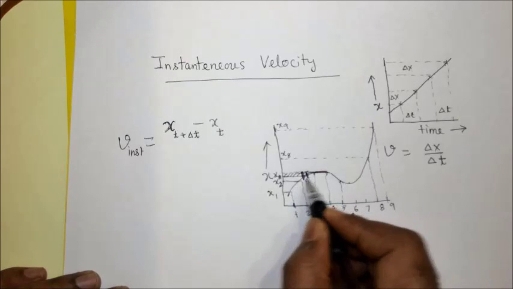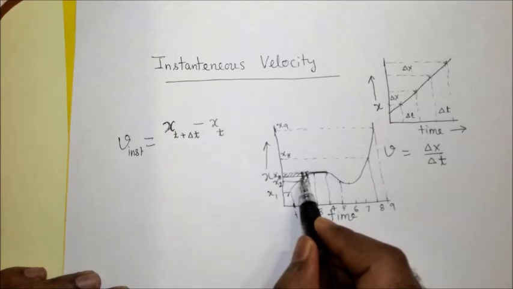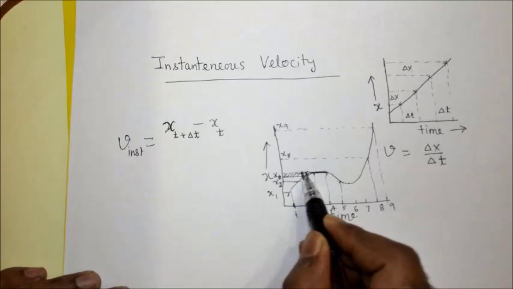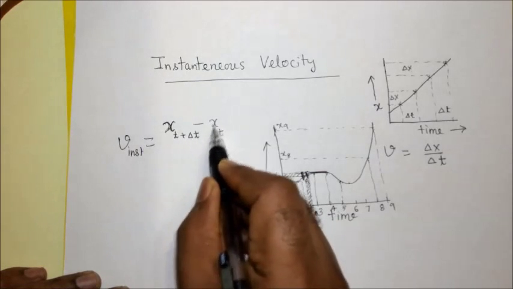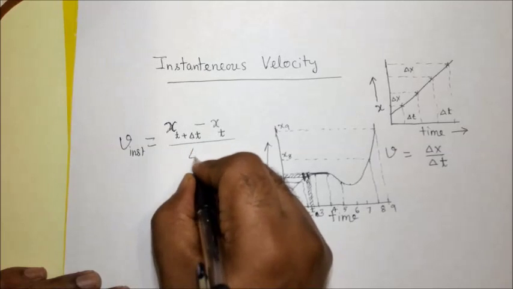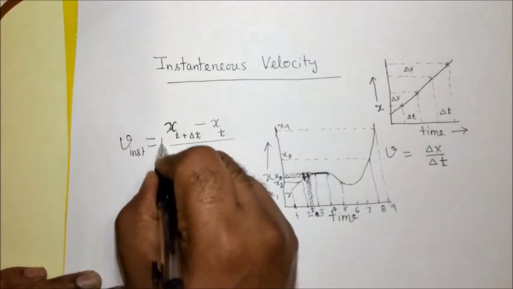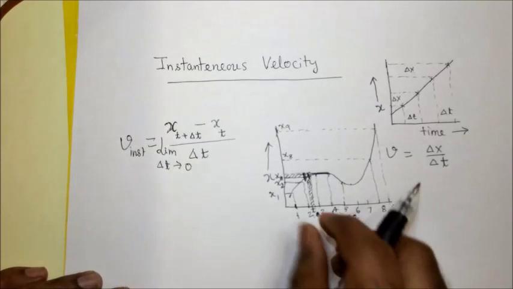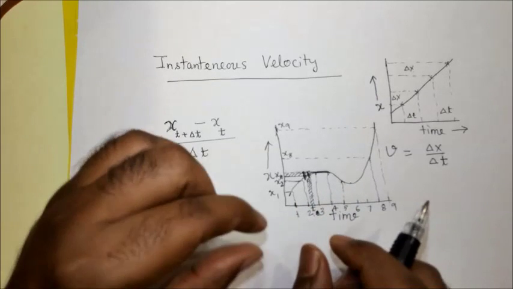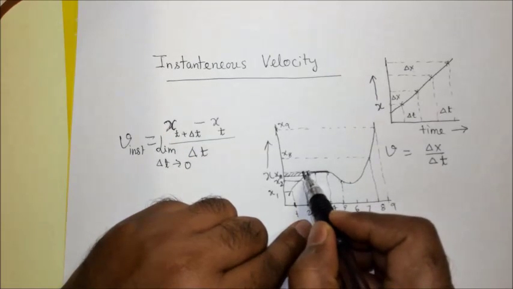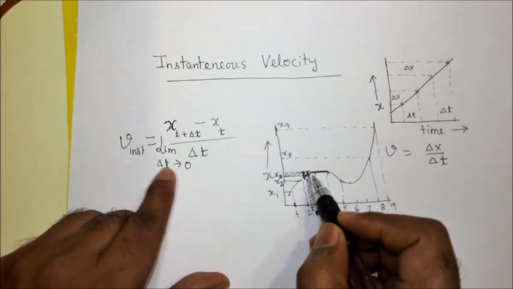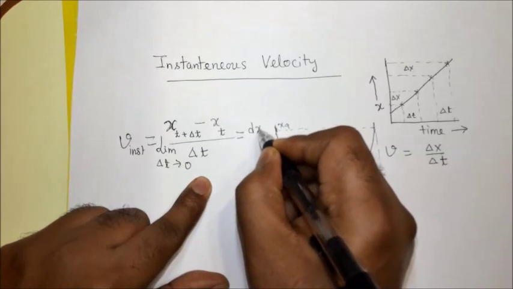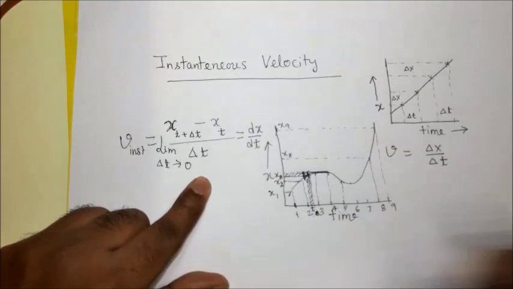So this position is x(t plus delta t), which means you move a little bit more, a very tiny amount of time, minus position at t, over delta t. And you shrink this interval, so limit delta t tends to 0. It means you shrink this interval so narrow that it becomes a point. Alright, so delta t tends to 0. This is called instantaneous velocity. In calculus, this is written as dx over dt.